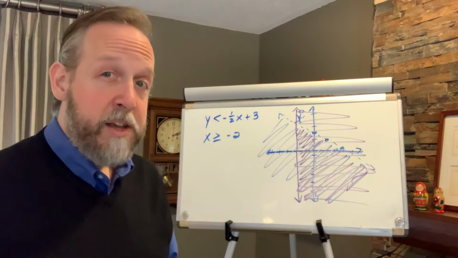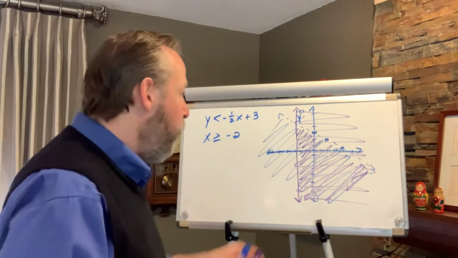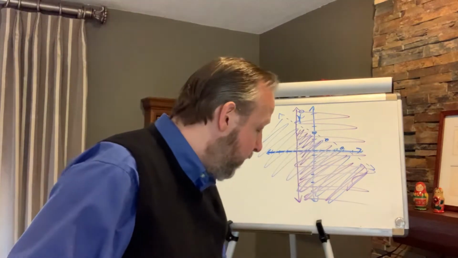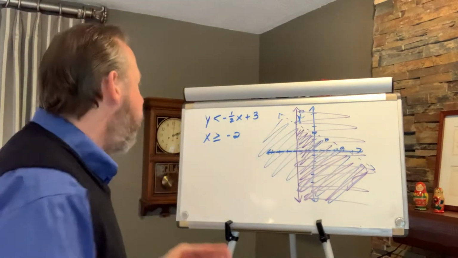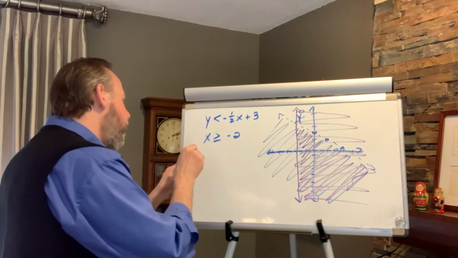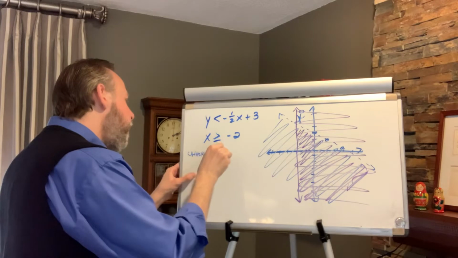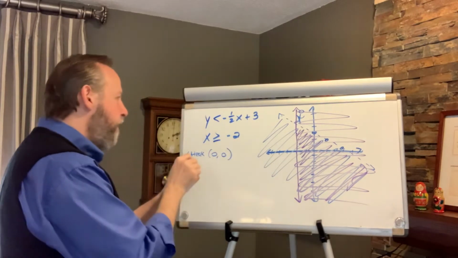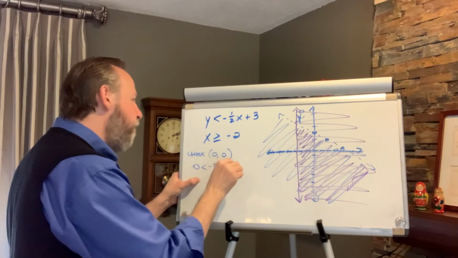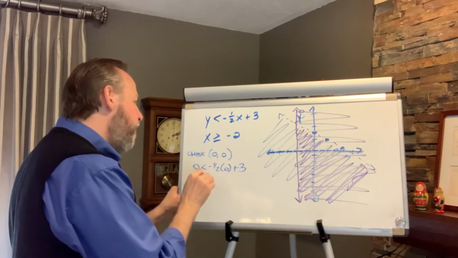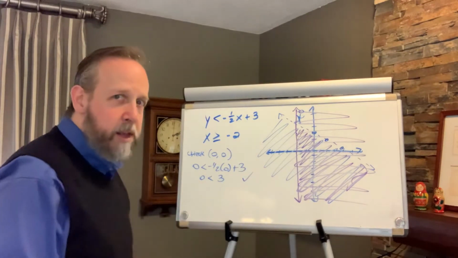If you want to check a simple coordinate, I think the easiest one to check would be the origin, because it's in the shaded area. 0, 0 is very easy to check. So I'm going to check with 0, 0. In the first line, that would mean that 0 is less than negative 1/2 times 0 plus 3, which means 0 is less than 3, which, of course, it is.